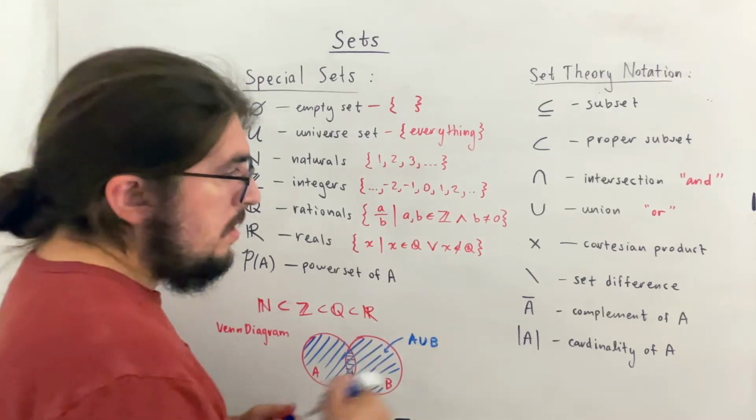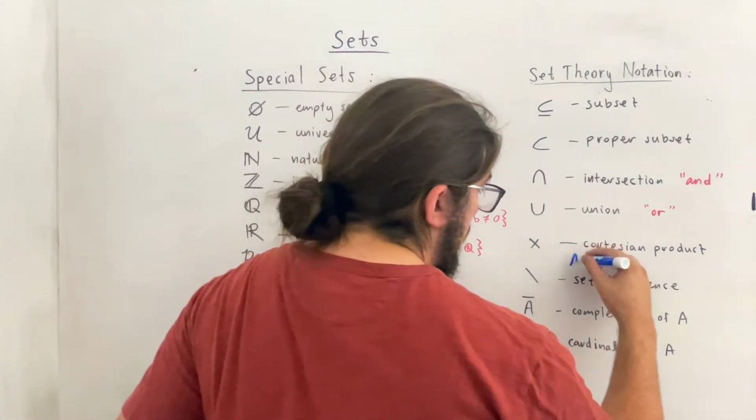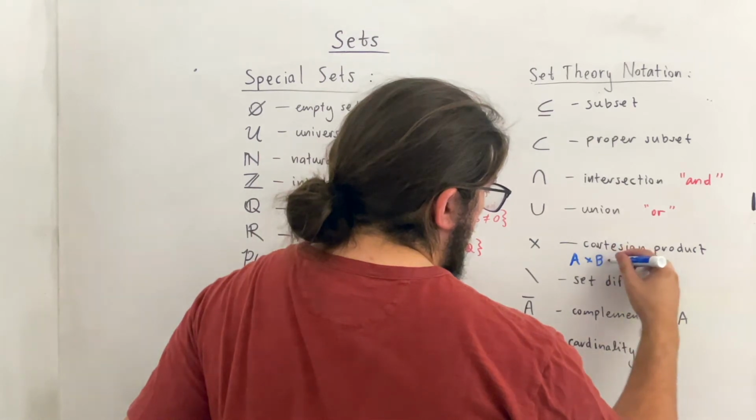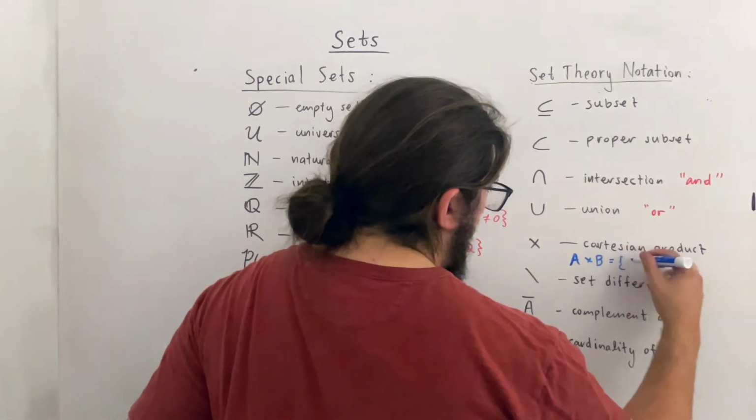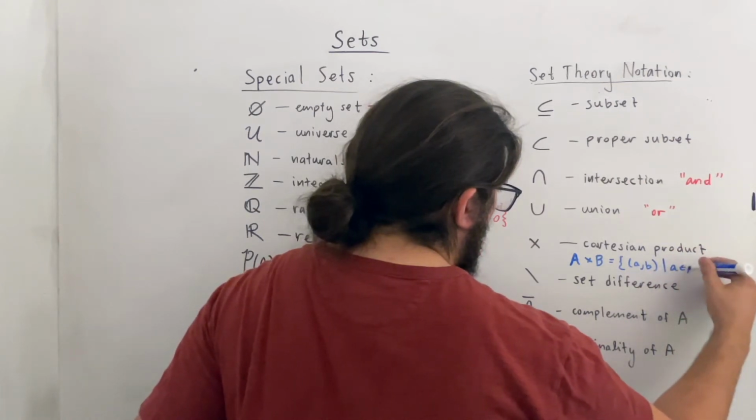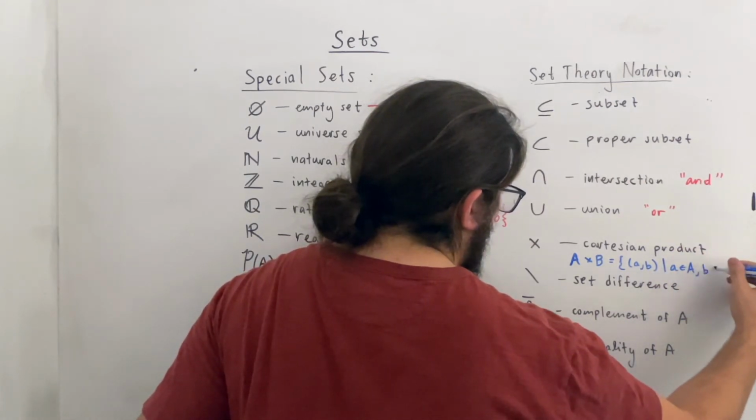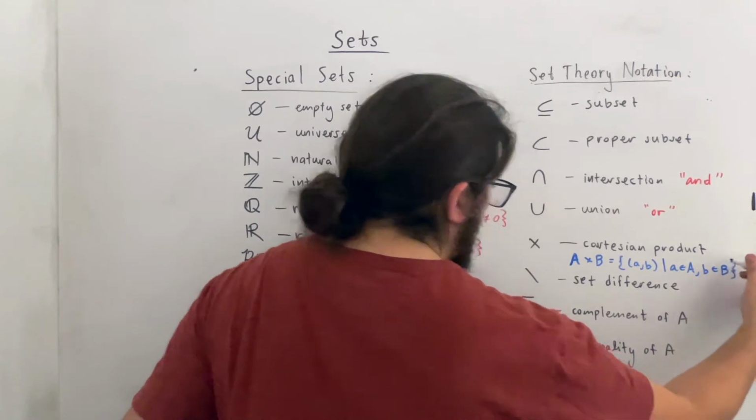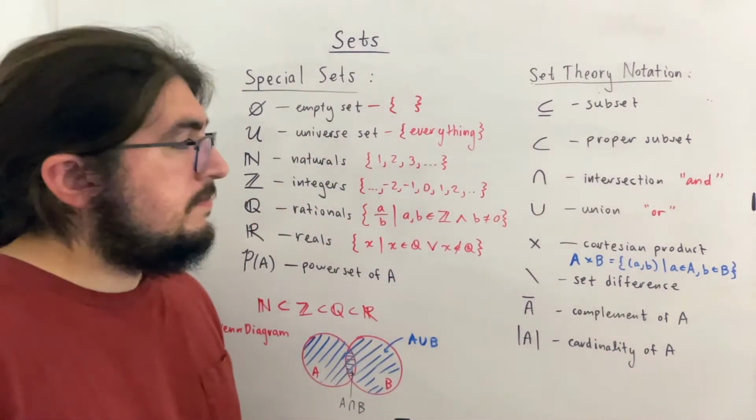So if you were to consider A cross B, this is the set of all (a, b) ordered pairs, such that a is in A and b is in B. So that's how you phrase that. Okay?